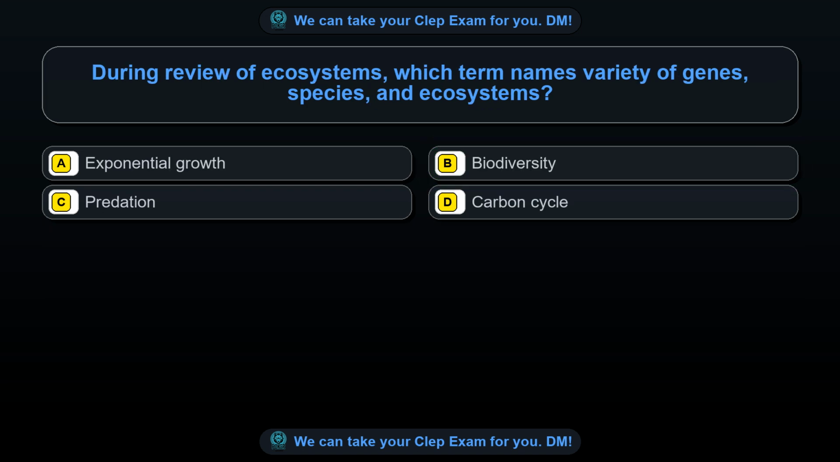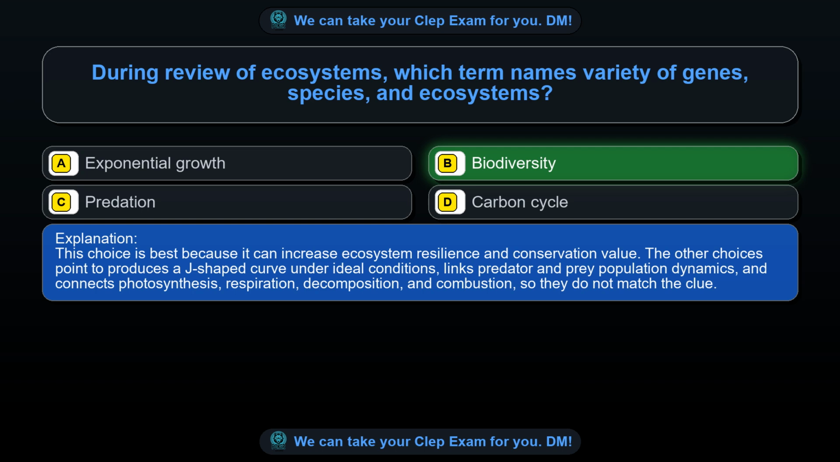Question 49. During review of ecosystems, which term names variety of genes, species, and ecosystems? Option A, exponential growth. Option B, biodiversity. Option C, predation. Option D, carbon cycle. The correct answer is option B, biodiversity.